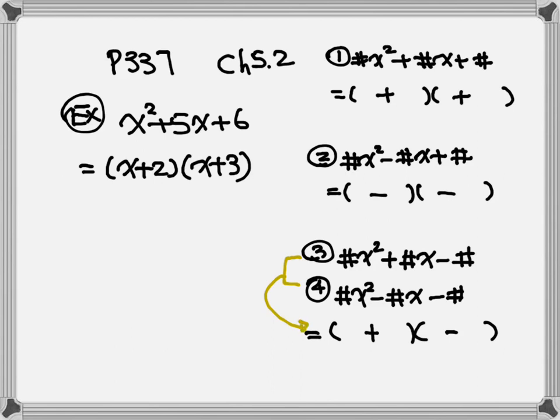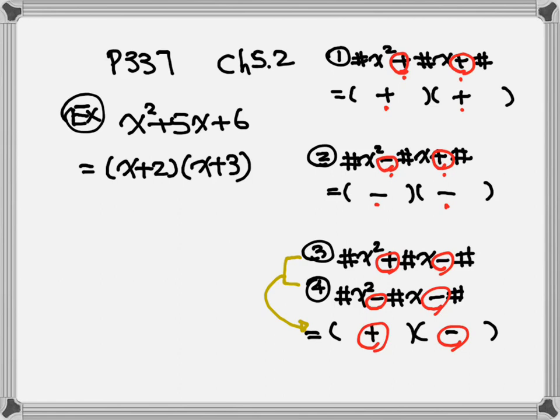How do you know which equation to use? Which formula to use? The middle sign of each equation tells you which one you're going to use. So if you see plus and plus, we're going to use plus and plus. Minus and plus, we're going to use minus and minus. Here we have plus and minus, or minus and minus, we're going to use plus and minus.